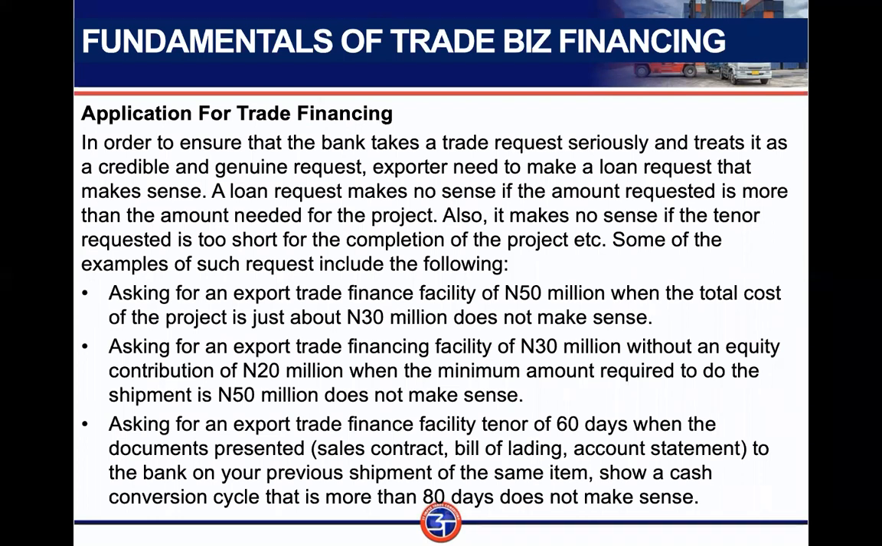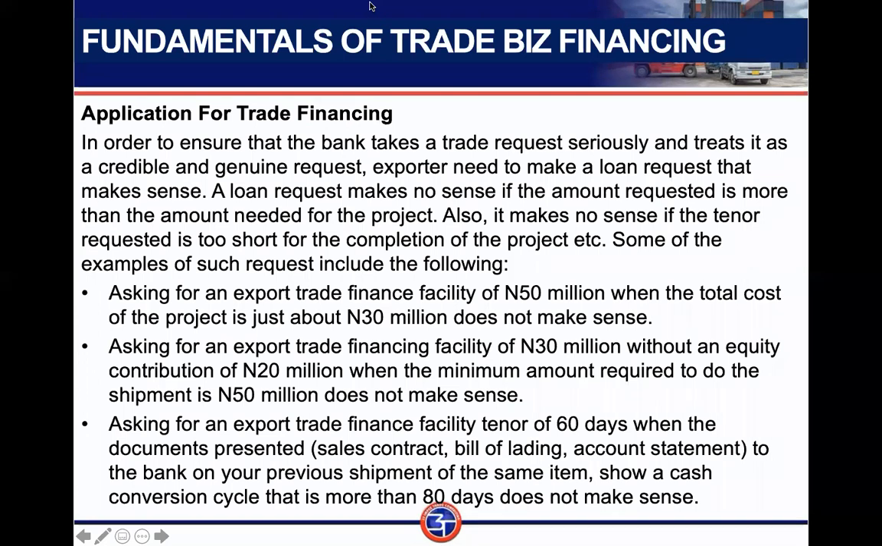Asking for an export finance facility of 30 million without an equity contribution of 20 million, when the minimum amount required to do the shipment is 50 million, does not make sense. You need to know that this project will need 50 million. This customer is asking for 30. Where is he going to get the 20? Is he providing equity? He said no. So where will he get it from? He needs to make that information available. That's very, very important.